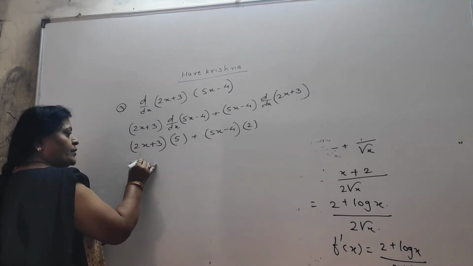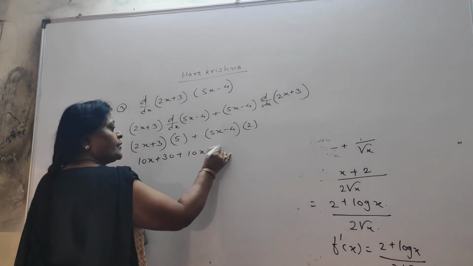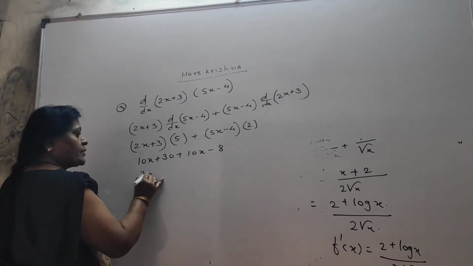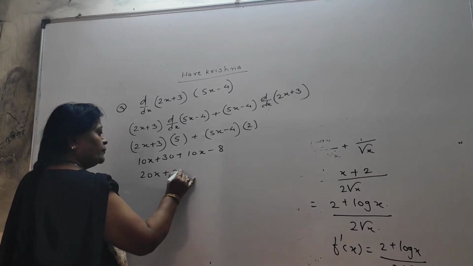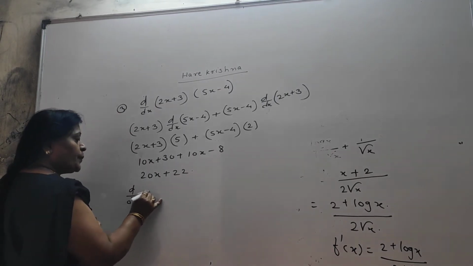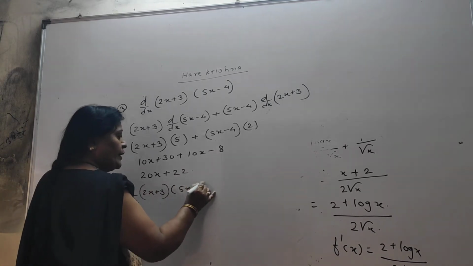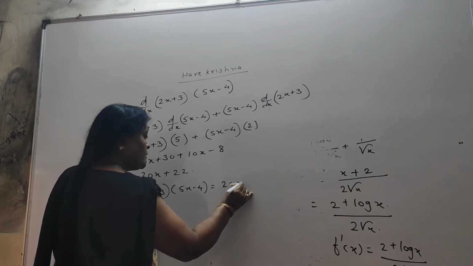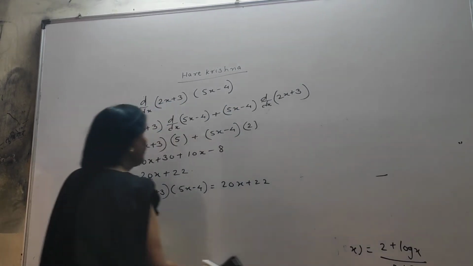Multiply with 5. 5 2s are 10, 10x, plus 30, minus 8. Again 10x plus 10x, 20x, and 30 minus 8 is equal to 22. So here you have got d/dx of 2x plus 3 into 5x minus 4 is equal to 20x plus 22. Again, I will take one more example here.